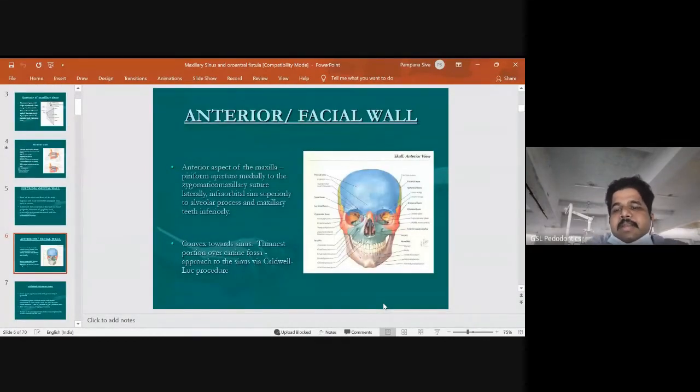Coming to the anterior wall, the facial wall. It is nothing but the anterior aspect of the pyriform aperture medially to the zygomatic suture laterally.